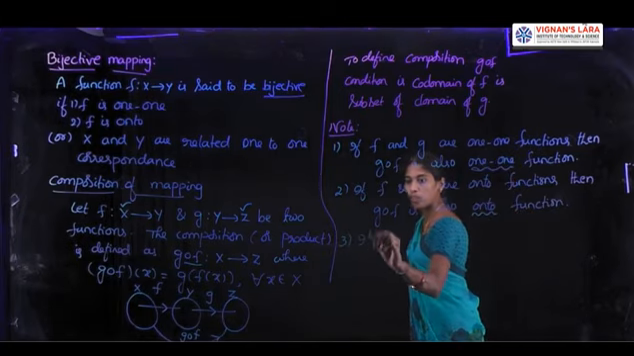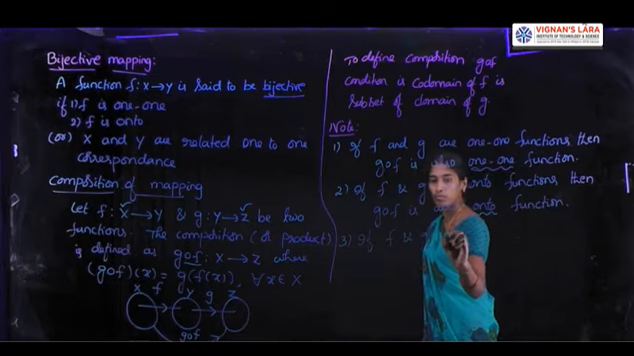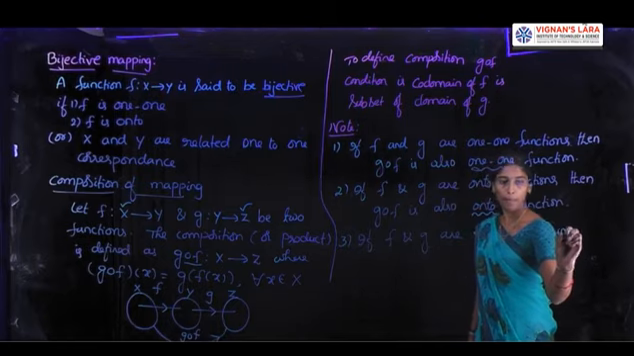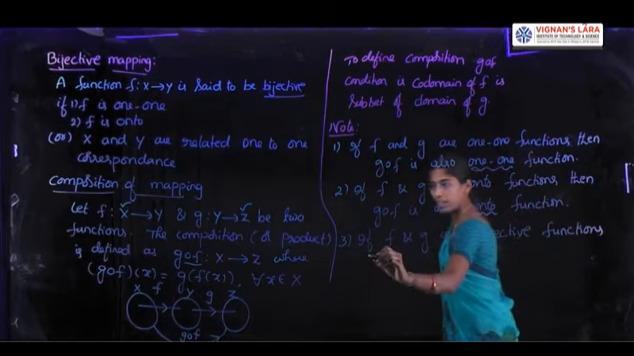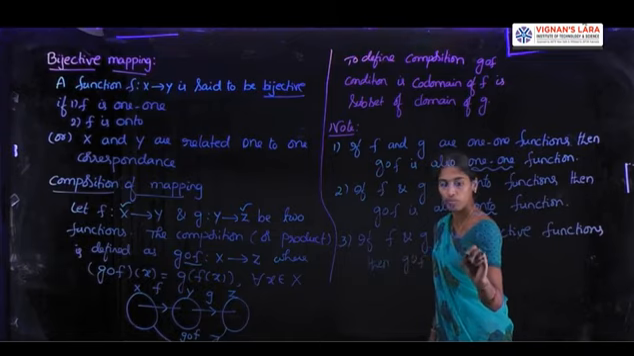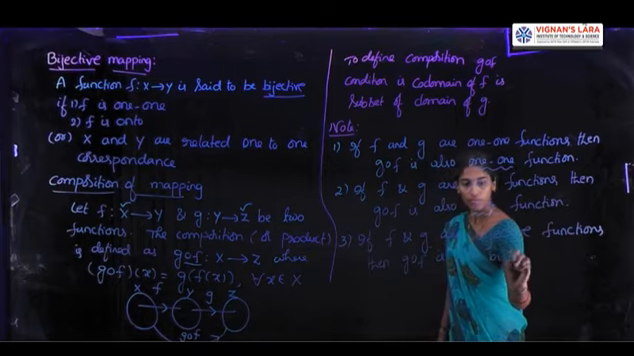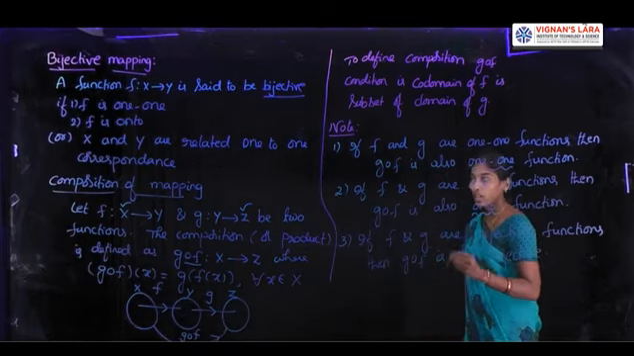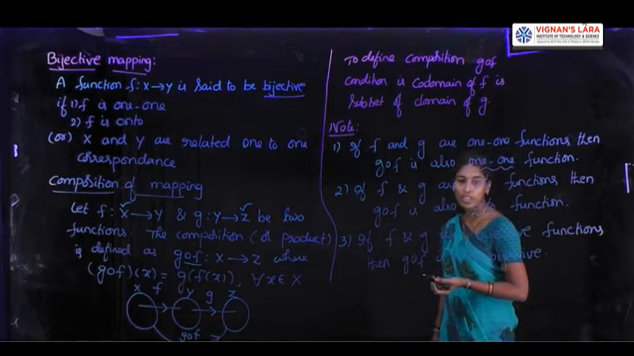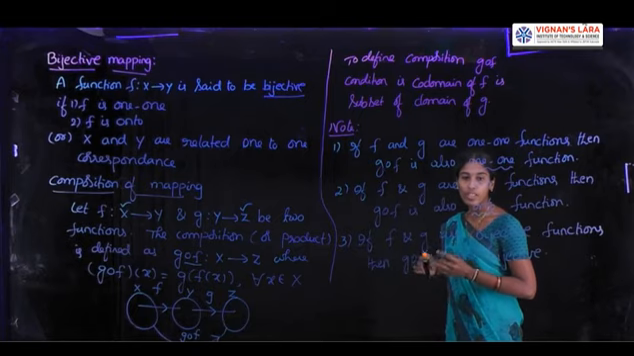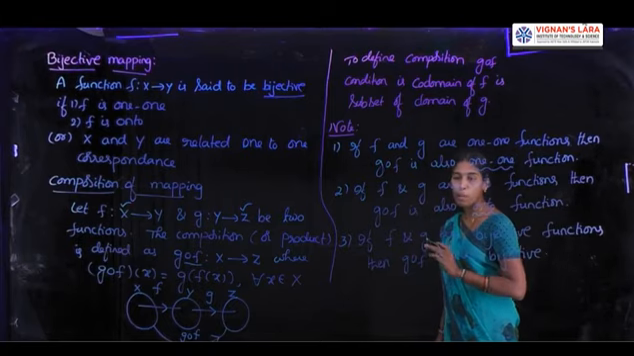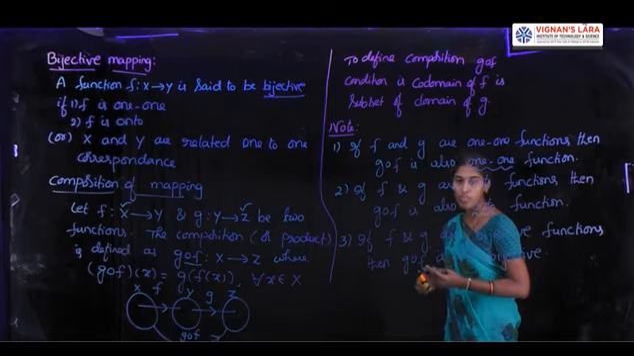Next, third point. If f and g are bijective functions, then g circle f is also bijective. Till now we discussed the concepts of how to define a function, then one-one function, onto function, and examples of those functions, one-one and onto, and also completed bijective mapping. Then composition of mappings is also completed. Next we will see the problems on these topics.